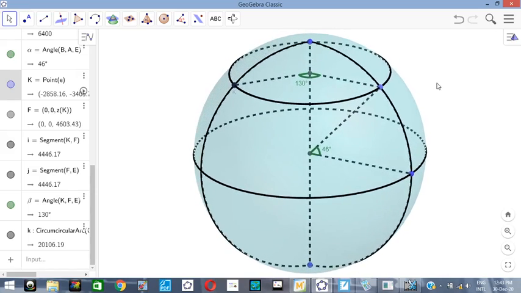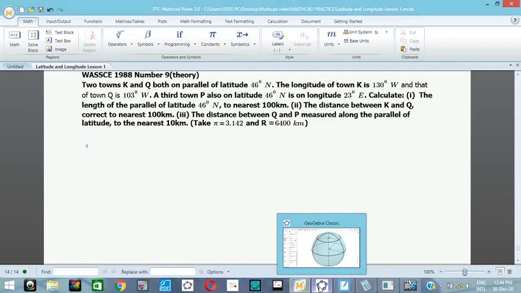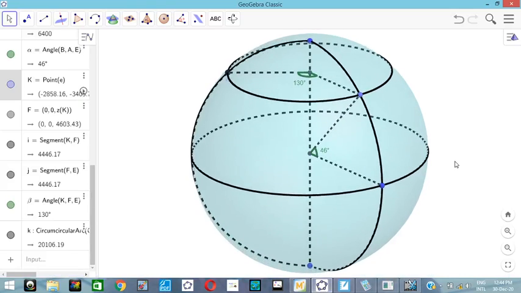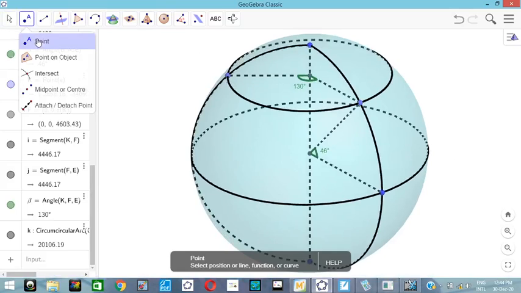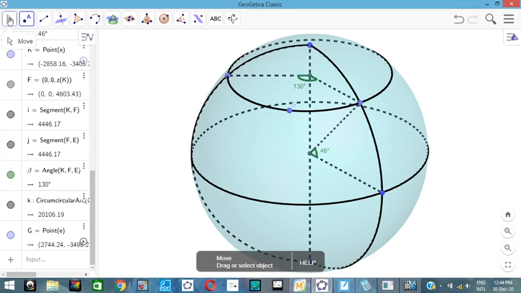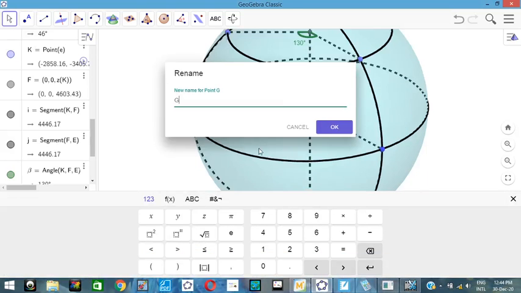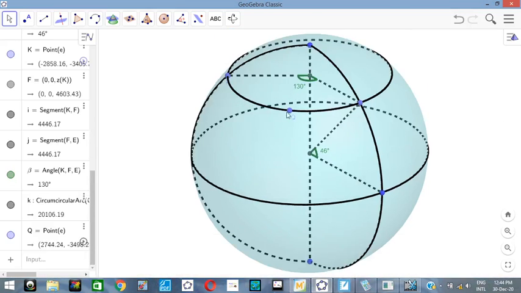So that is that. Then the next point, it said point K and Q. So Q is where? The town Q is 103 degrees towards west. So let me locate that also. 103 degrees towards west. So I need another point, and this point is called point Q. Let me bring it down. Let me rename it as point Q. Alright, so this is point Q.